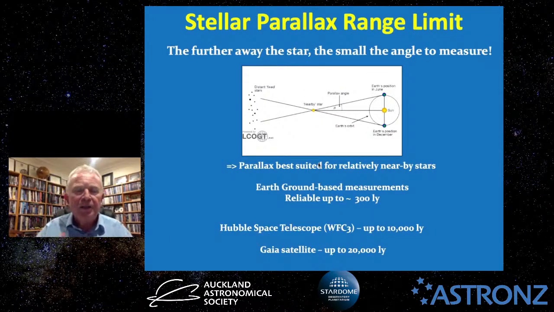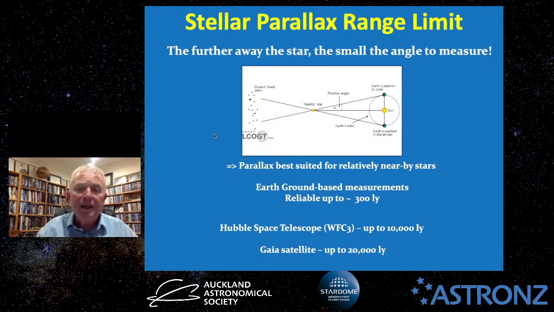Now, as we did with our little demonstration with the finger, you've seen the principle. The further away an object, in this case in astronomy the star, the smaller the angle to measure. And you can only measure an angle accurately down to a certain size. So it follows that parallax is best suited for nearby stars within our local region of our Milky Way galaxy. Earthbound measurements are reliable up to about 300 light years.